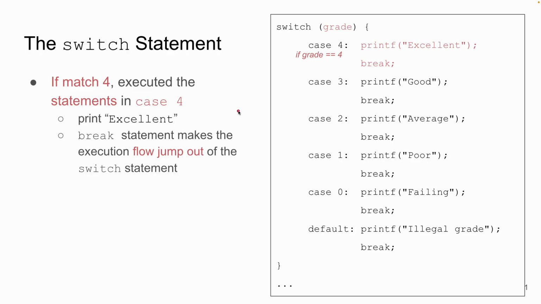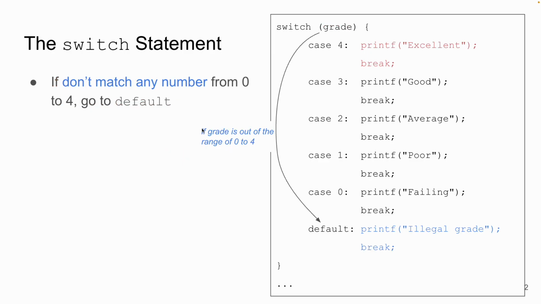So if the value of grades equals 4, if it matches 4, the statements in case 4 will be evaluated, so it will print out excellent here. And after excellent, you can see we have another statement called break. What this break statement will do is make the execution flow jump out of the switch statement. So what does this mean?